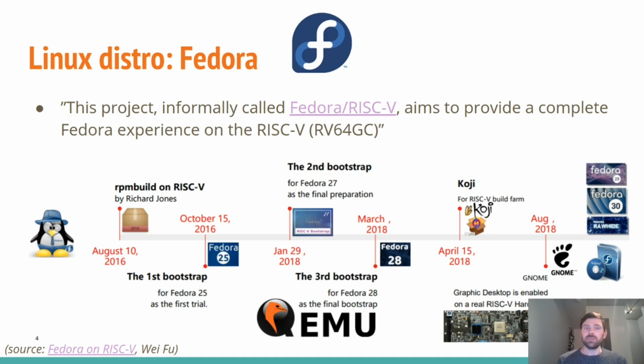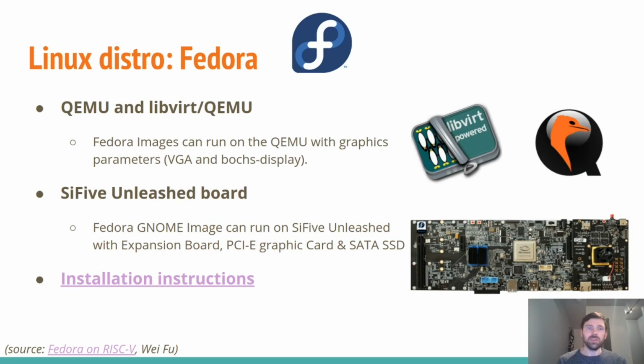As for Linux distros, Fedora has a port which aims to provide the full Fedora experience on RISC-V. They're at the point now where you can either run Fedora RISC-V under QEMU, like on your desktop or on a server, and it's also supported on one of the RISC-V development boards that's currently available. We'll talk a little bit more about the different dev boards that are out there in a minute. And if you want to, you can go through the installation instructions and start running RISC-V Fedora on your PC using QEMU.